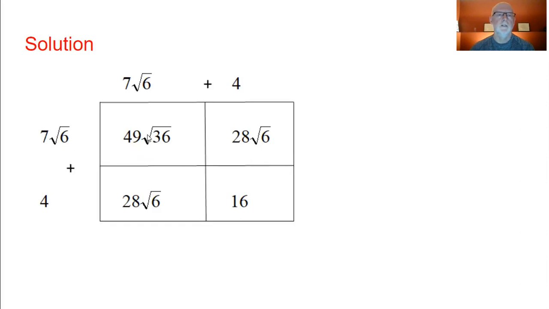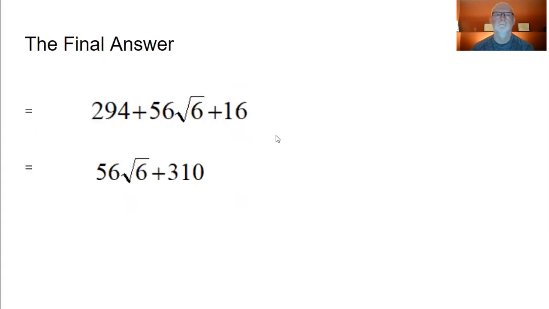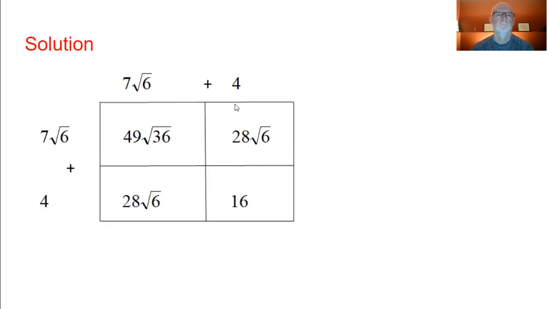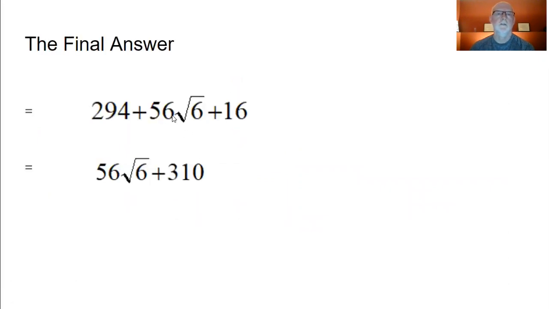The square root of 36 is 6, and 6 times 49 is 294. Four times 4 is 16, so those two integers can be combined into one. They're like terms. And here we have 28 root 6 plus 28 root 6, which would give us 56 root 6. And add the 294 to the 16, we get 310. So our final answer would be 56 root 6 plus 310.